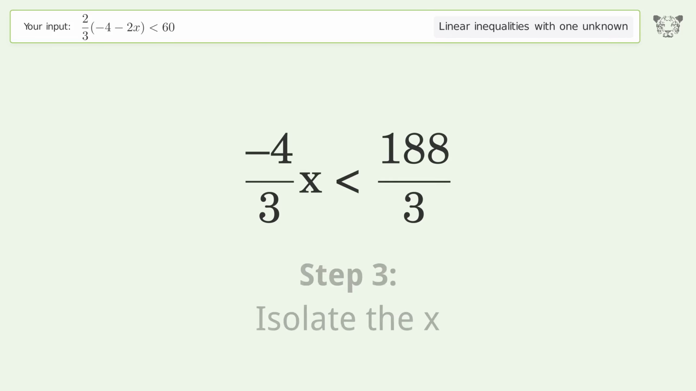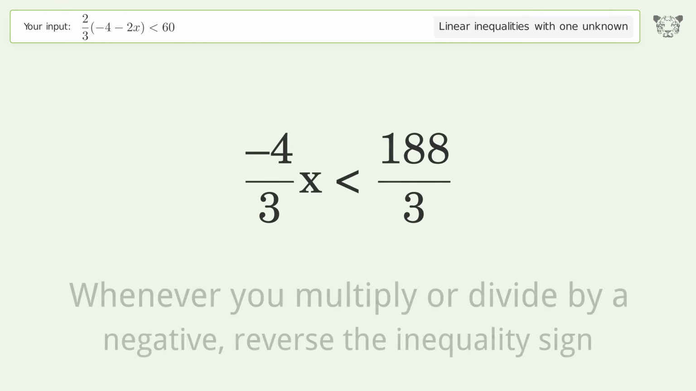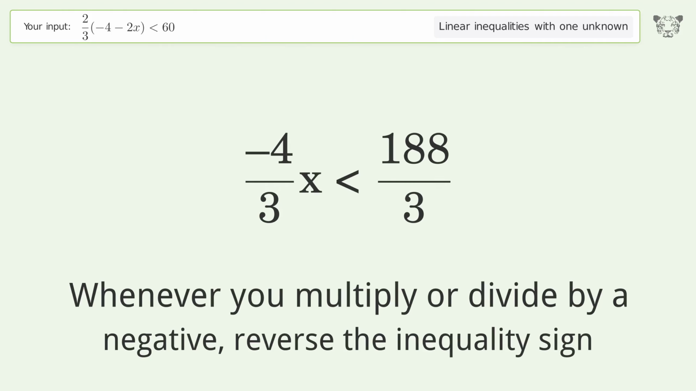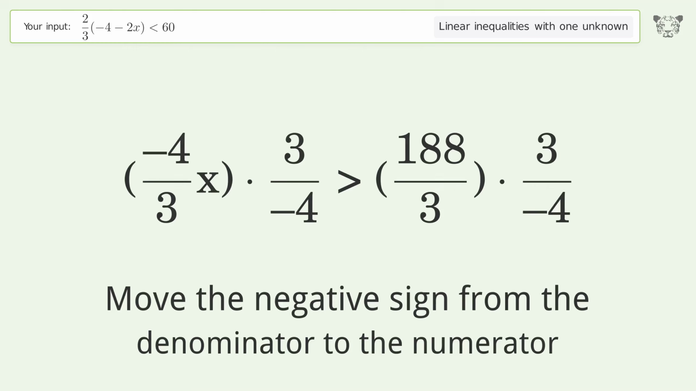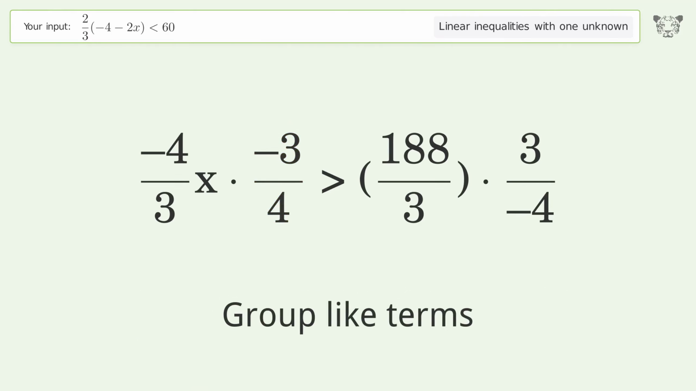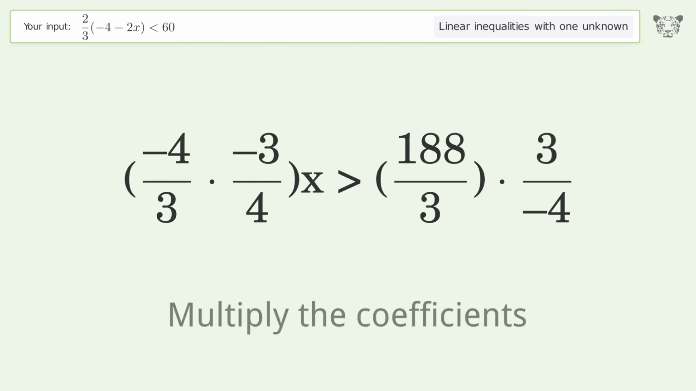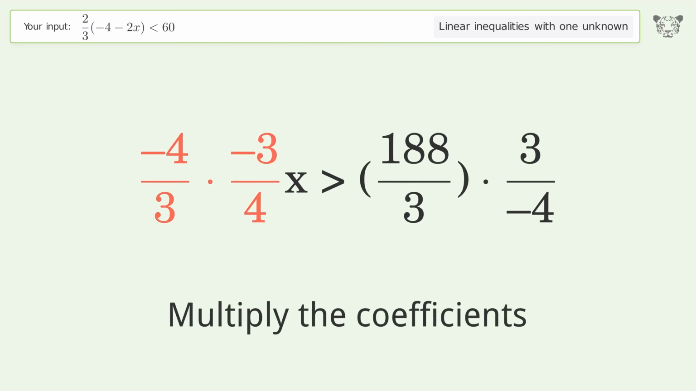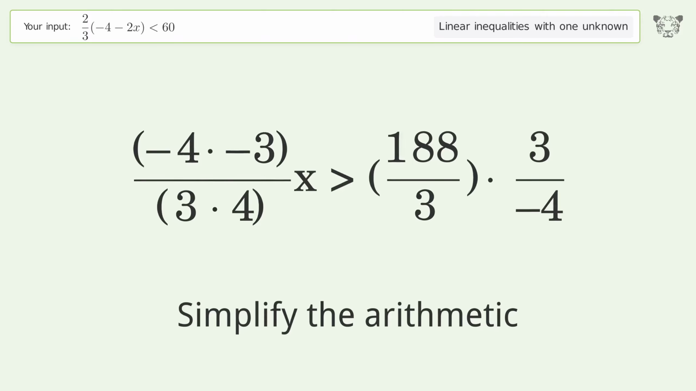Isolate the x. Multiply both sides by inverse fraction 3/4. Whenever you multiply or divide by a negative, reverse the inequality sign. Move the negative sign from the denominator to the numerator. Group like terms. Multiply the coefficients. Simplify the arithmetic.